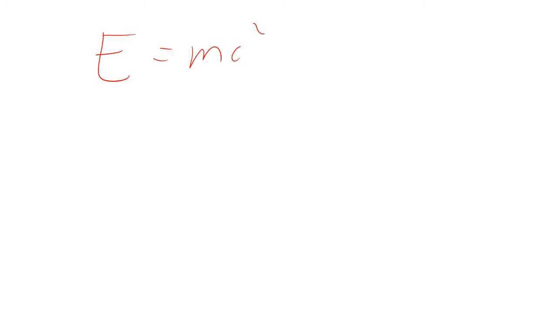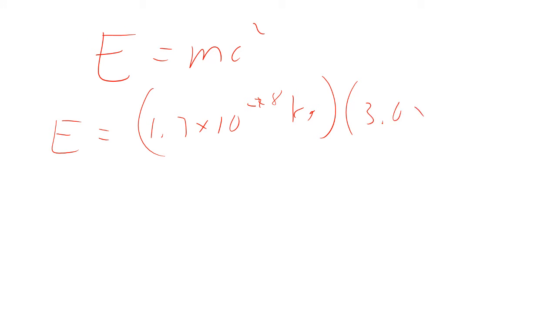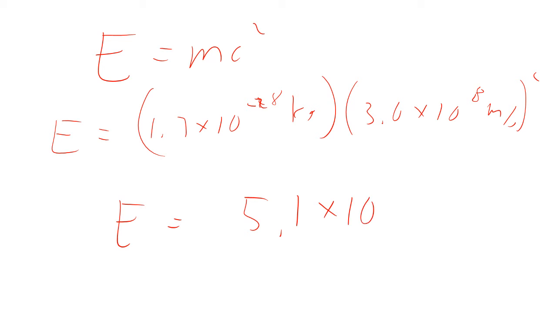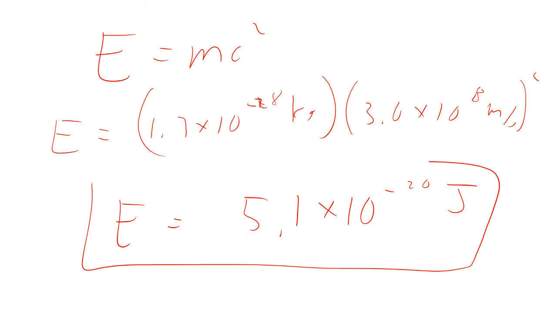So that means that the energy differential here, which is the binding energy of this nucleus, is going to be equal to the 1.7 times 10 to the minus 28 kilograms times the speed of light, 3 times 10 to the 8 meters per second, squared. So that energy is 5.1 times 10 to the minus 20 joules.